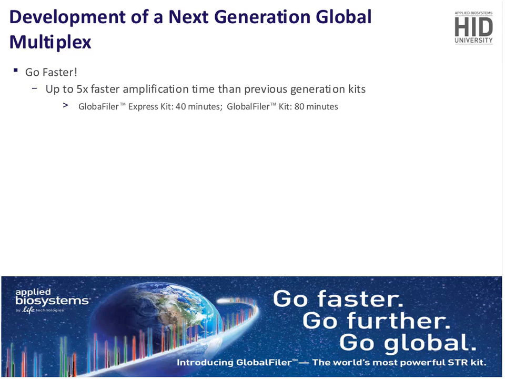We would like to help you go faster. Now, although speed is not the be-all and end-all for some laboratories, shaving off time where personnel can be doing something else or more batches can be going through the laboratory, particularly for high-throughput laboratories, this is something which can be a real benefit. And so compared to some of our older systems, we can get up to 5 times faster amplification than some of those previous kits, with GlobalFiler Express coming in at 40 minutes and GlobalFiler at 80 minutes.